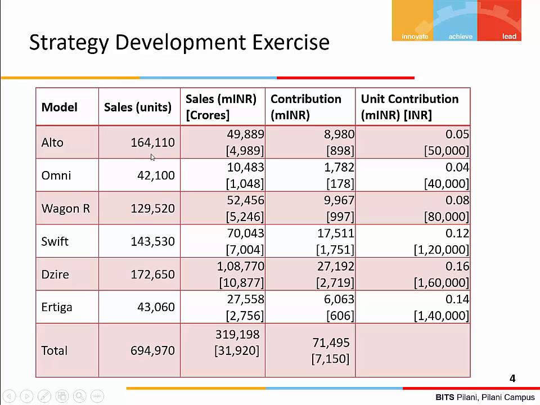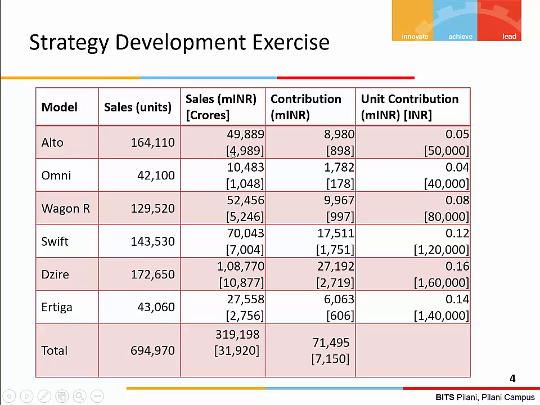For example, 164,110 units of Alto were sold in that particular year, and the Omni 42,100, and so on and so forth. So they were selling about 700,000 cars a year during that year. And what you see here is the sales that they generate from each of the models.